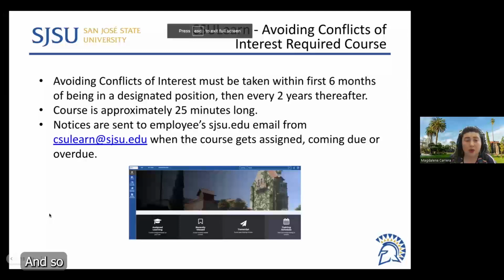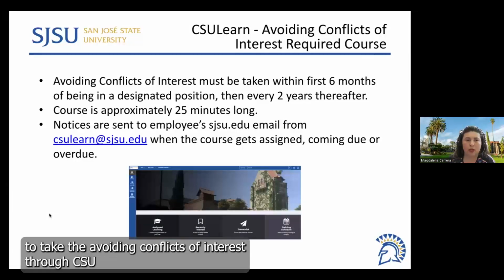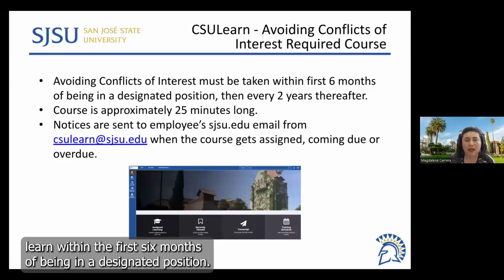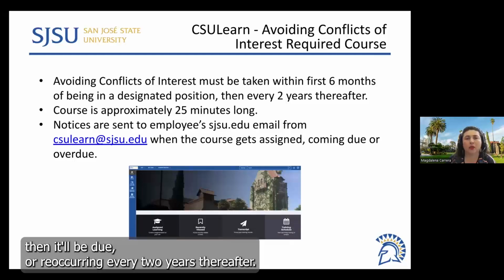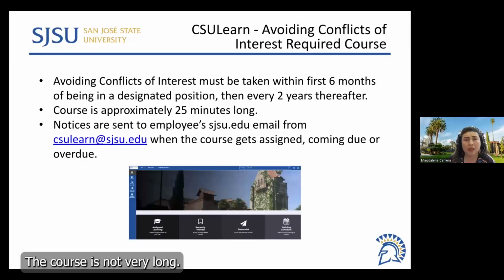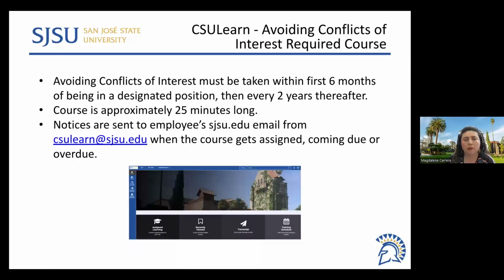You are also required to take the Avoiding Conflicts of Interest course through CSULearn within the first 6 months of being in a designated position. Once you take it, if you continue to be in that position, it'll be due again every 2 years thereafter. The course is not very long, approximately 25 minutes, so you should be able to go through it quickly.